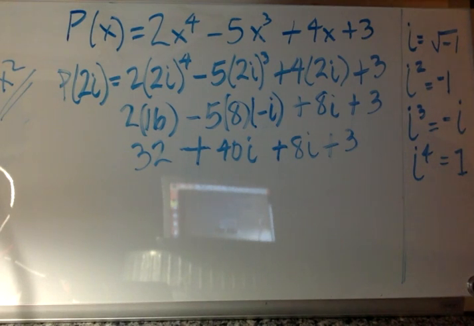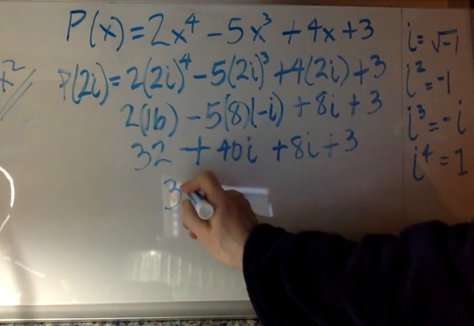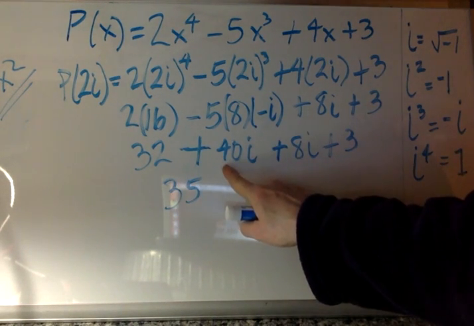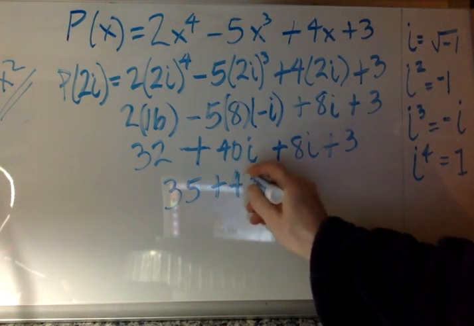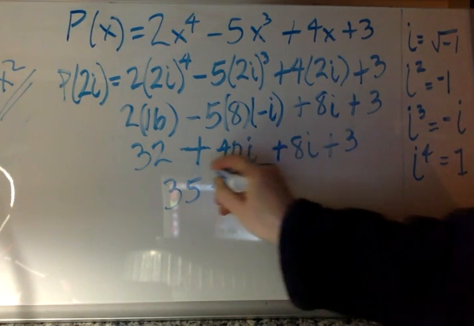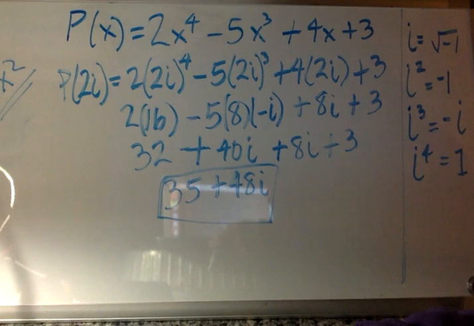So when I combine my like terms, I have 32 plus 3, which is 35. And I add that to 40i plus 8i, and that gives me 48i. So when I evaluate P of 2i, it comes to 35 plus 48i.